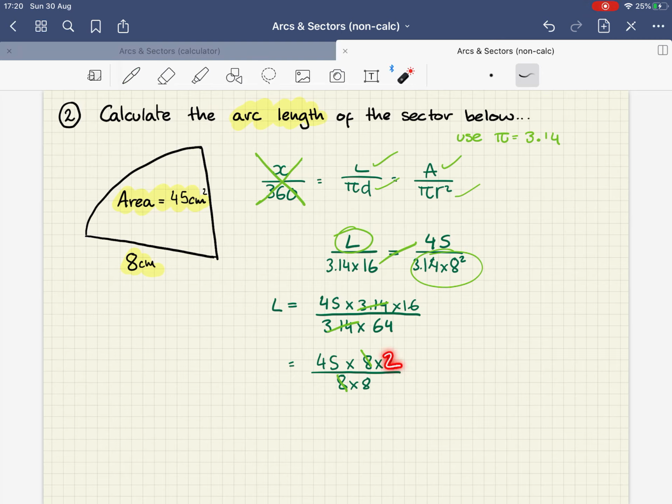Then I've got this 2 and 8, and I can simplify that a little further because 2's can be divided into both. So instead of 8 on the bottom, I'm going to have 4 times 2.